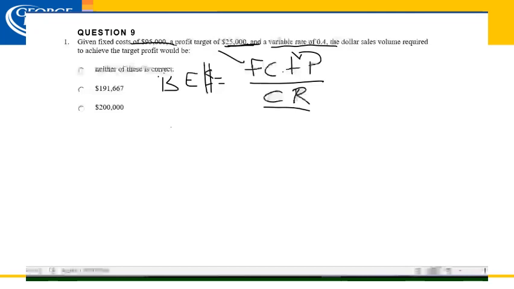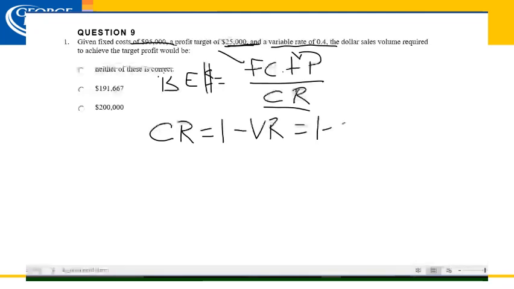Okay, so our contribution rate, or one way of calculating it, is 1 minus our variable rate, because again, our variable and contribution rate are two pieces to a whole. So if you take the whole minus the one piece, it must give you the other piece, or the value of the other piece. So we do that. 1 minus 0.4 equals 0.6. So now we have our contribution rate, and we can solve for our break-even and desired amount of profit.